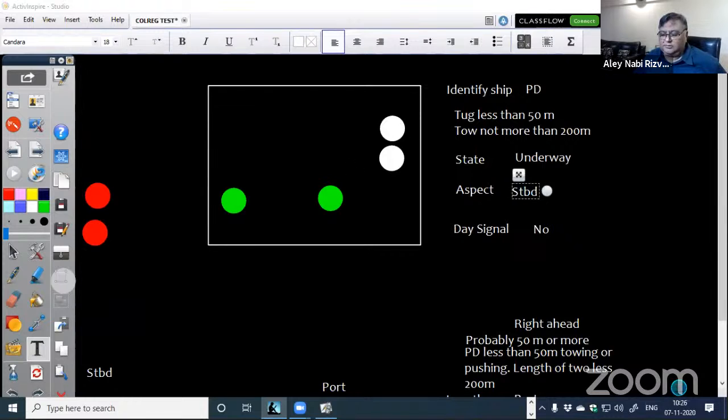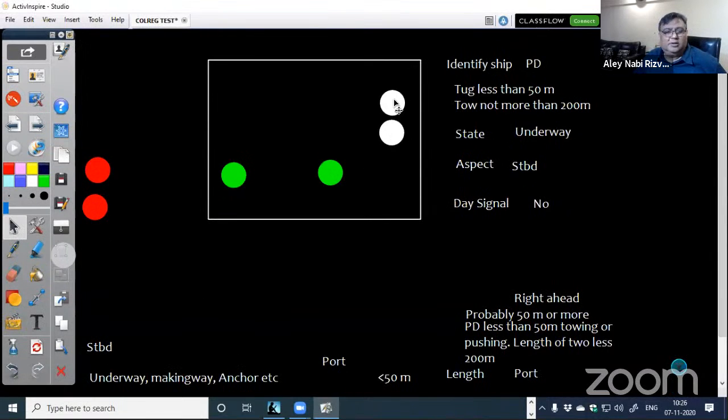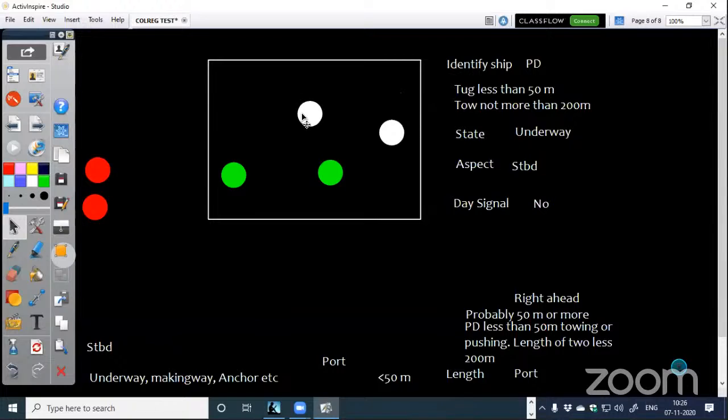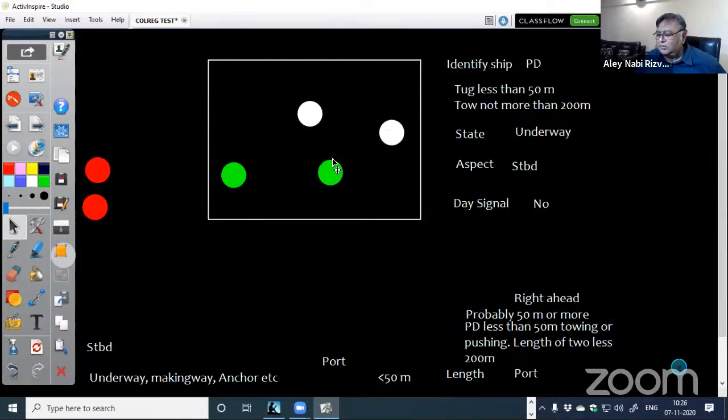Got it? All right. Now I want to know about this vessel.